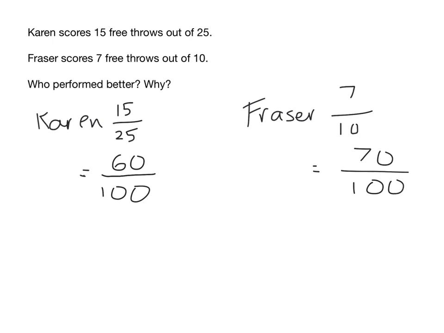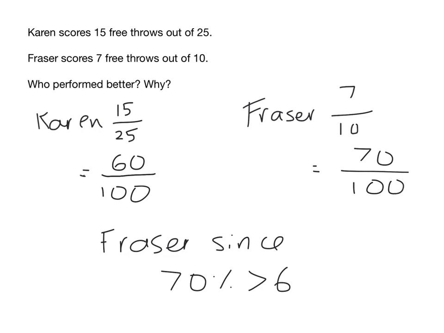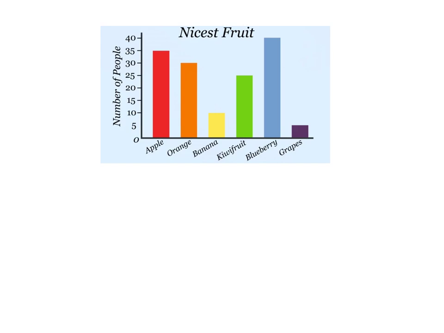Okay, so we can say that Fraser performed better since 70% is more than 60%. Okay, so having this percentage when we're making a comparison is much more helpful when we're looking to compare things.